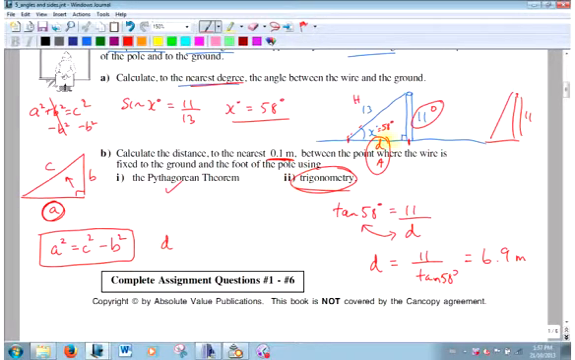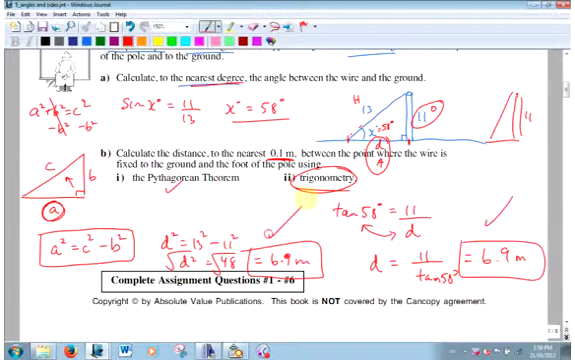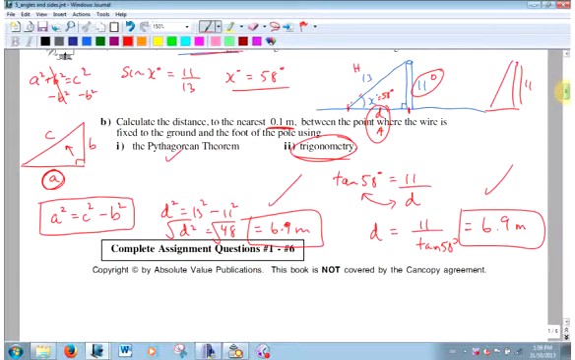Then A is D. What's C? 13. So 13 squared minus 11 squared. So D squared is 48. I want D, take the square root of both sides, and voila, what do I get? 6.9. Okay? I've done it two ways. Now I know for sure I've pretty well got it. Don't forget, guys, you can check this stuff, right, on your test.